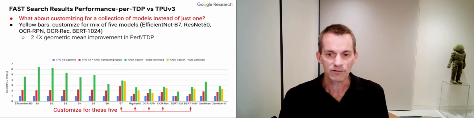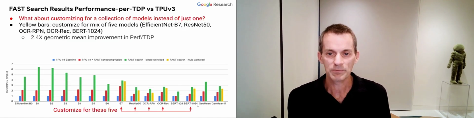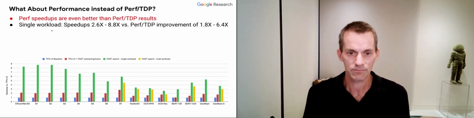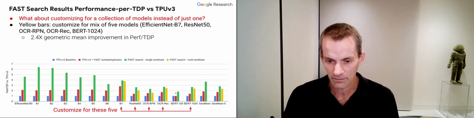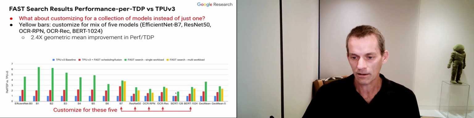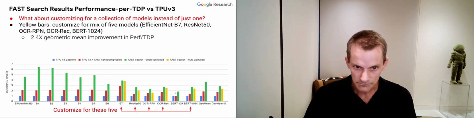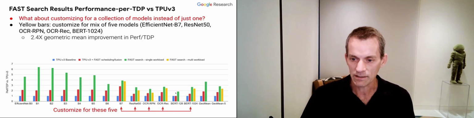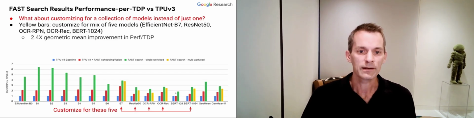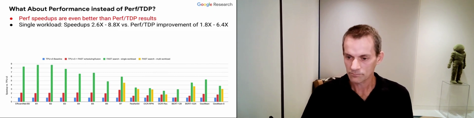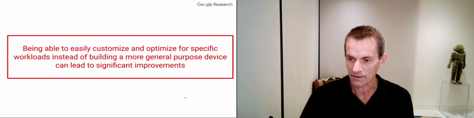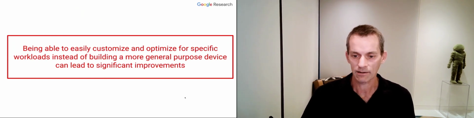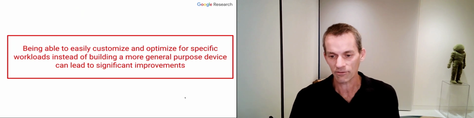What about instead of just customizing for any one particular model, what if we customize for a collection of them? And so in this case, we're going to customize a chip for all 5 of these models, EfficientNet B7, ResNet 50, a couple of OCR models, and BERT 1024. And then what you see is you get this nice geometric mean speedup over the 5. So you get a pretty good speedup for the 5 different chips there. And you get a hardware design that can actually run all 5 of those models effectively.